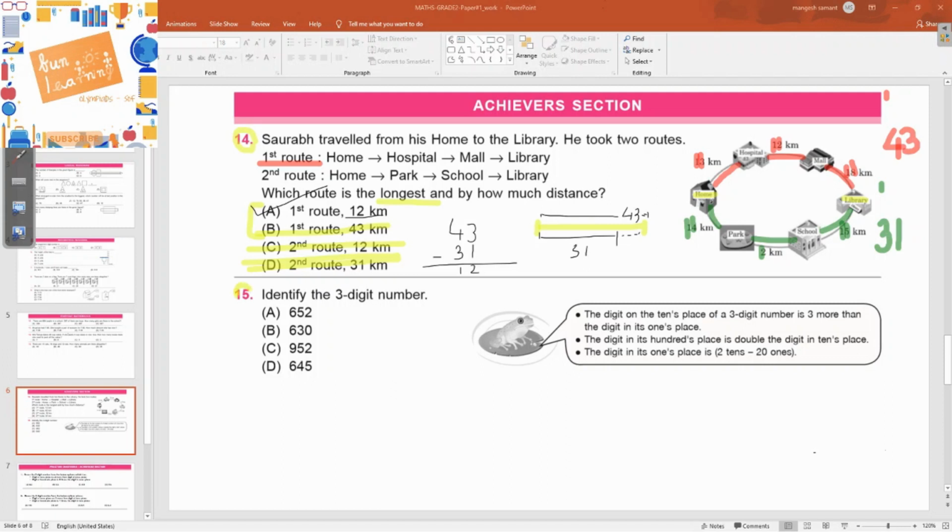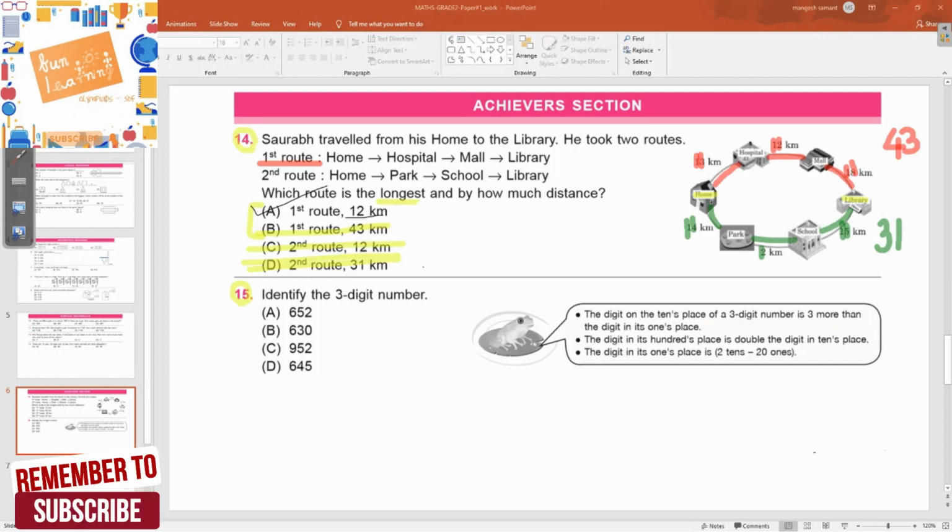Let's go to our next thinker question, which is number 15, which is identify the 3-digit number. Now kids, this is one of the common occurrences in the Achiever section. So let's carefully look at how to approach this question. The moment there's a 3-digit number, you know that there are 3 digits: one at the hundreds place, one at the tens place, and one at the ones place.